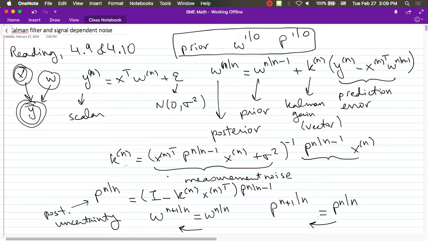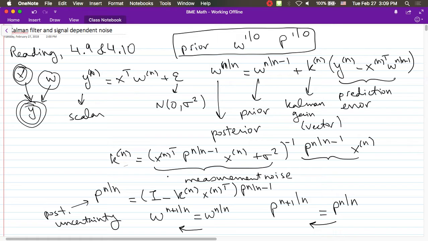So the Kalman gain is a ratio between two things. What is it that you're measuring? That's the noise, the uncertainty in your measurement. That goes in the denominator. And the numerator is the uncertainty about your belief. What is it that you know? Your prior. That tells you how to weigh the prediction error.